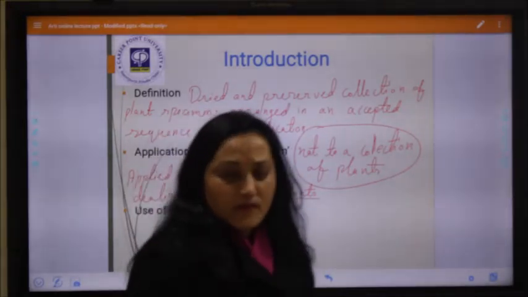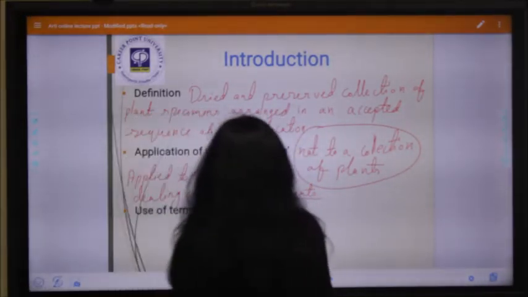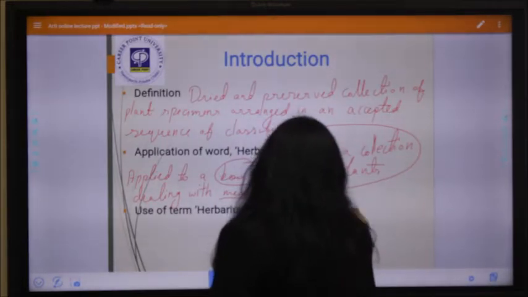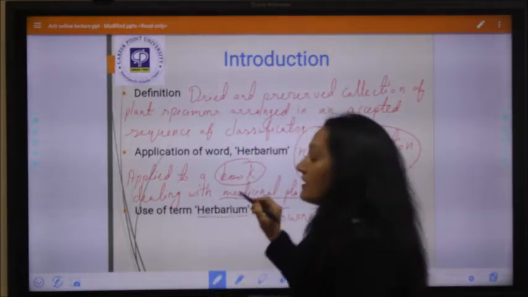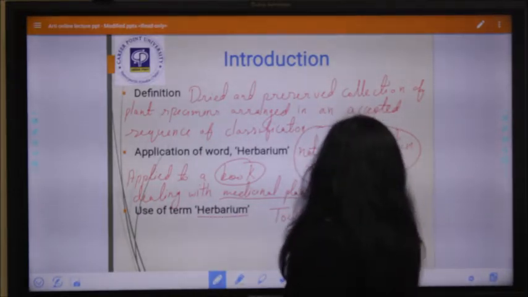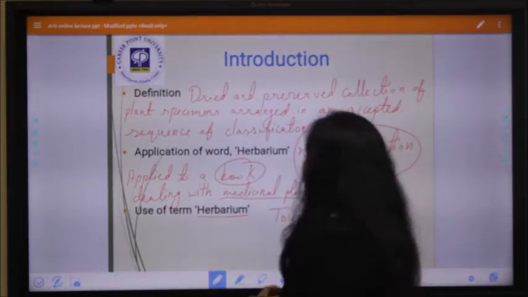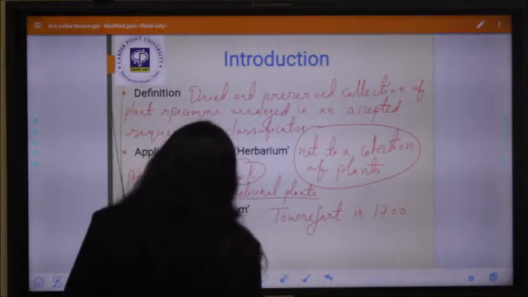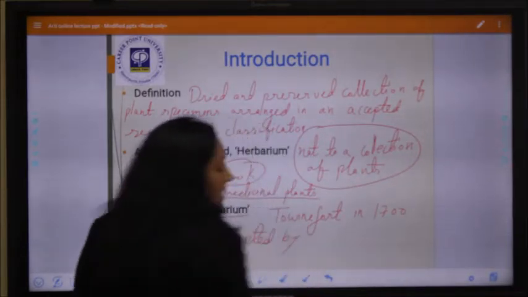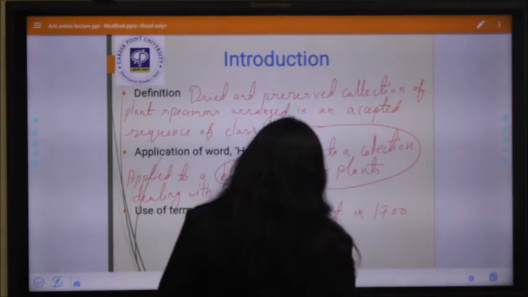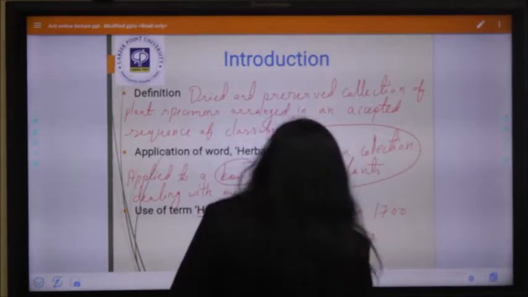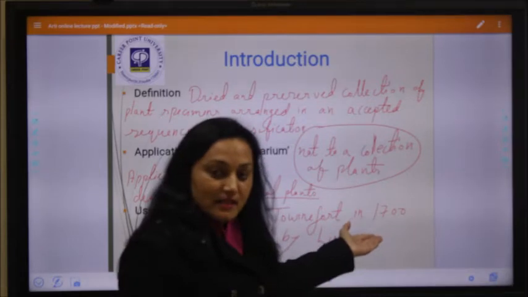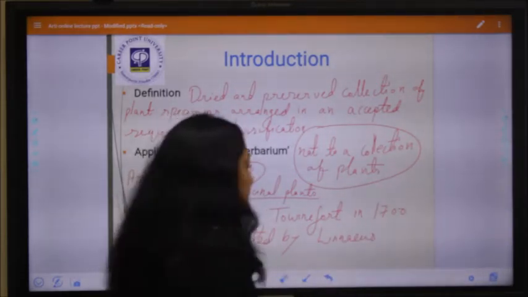The term herbarium was used by Danforth. This term herbarium was used by Danforth in 1700. Later on, this term was adopted by Linnaeus.